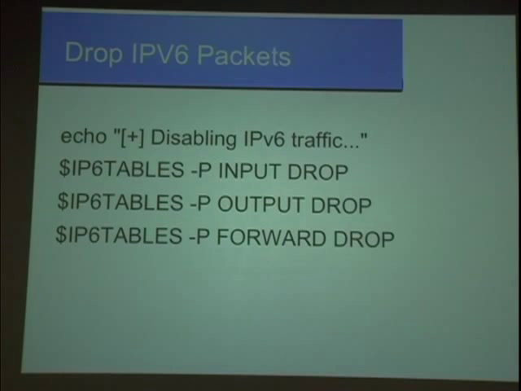And then we're going to do the same thing for IP version 6. We're going to drop input, output, and forward on the filter table. We're just going to drop anything IP version 6.